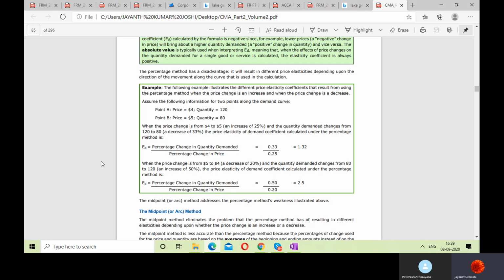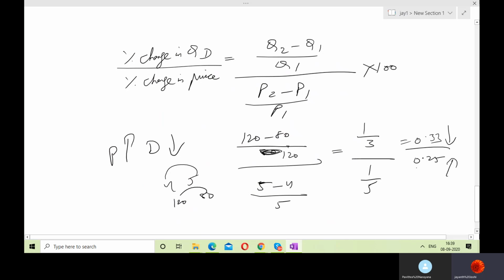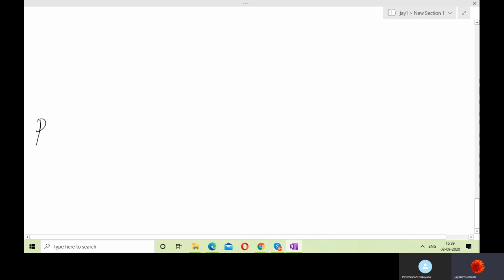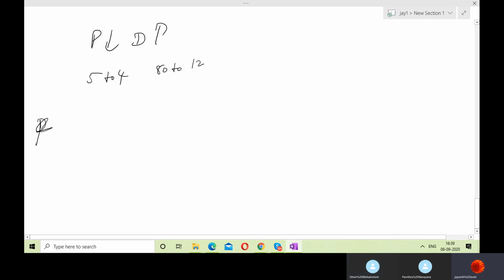So when the price is decreasing from 5 to 4, your quantity demanded is increasing from 80 to 120. So we'll just write it here. When price is decreasing, demand will increase. So when price is decreasing from 5 to 4, demand is increasing from 80 to 120.